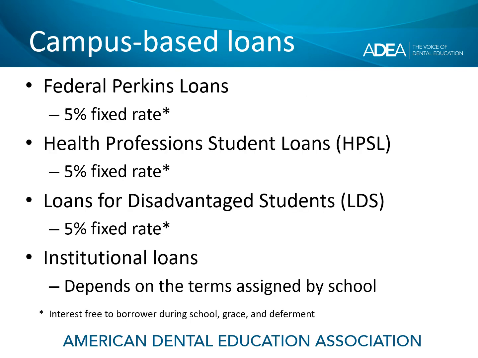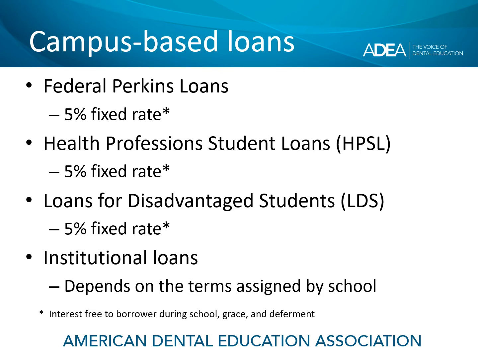Now, some of you may have what are called campus-based loans. This depends on the school you attend and the availability of these loans at your school. Federal Perkins loans have a 5% fixed rate. Some of you may have Federal Perkins loans from college or perhaps from a post-bac program. Health profession student loans also have a 5% fixed rate, as do loans for disadvantaged students called LDS.